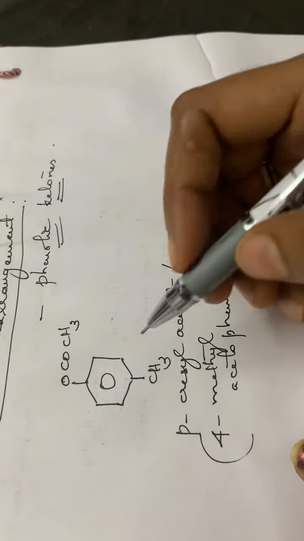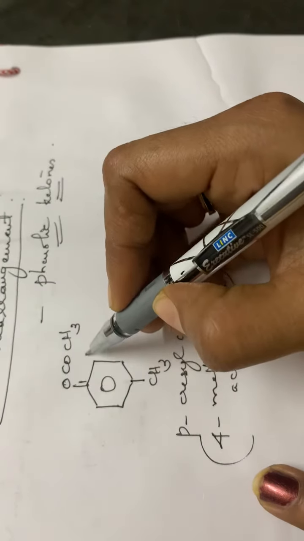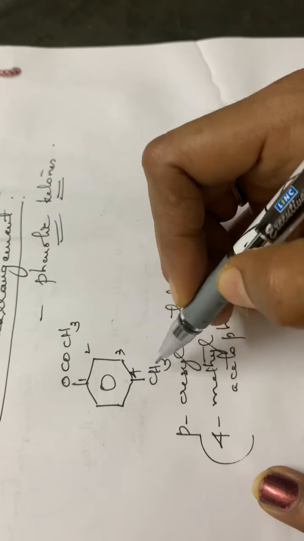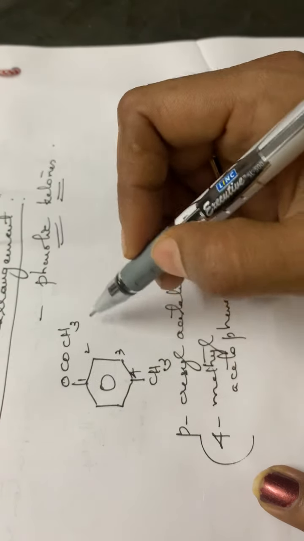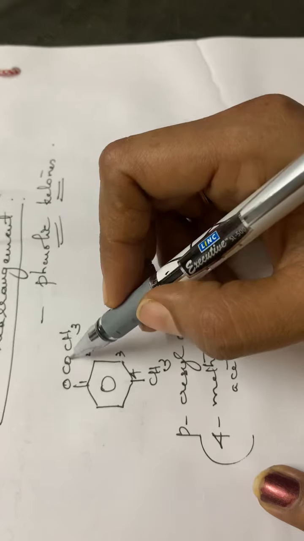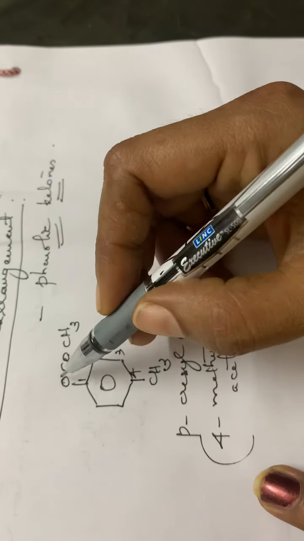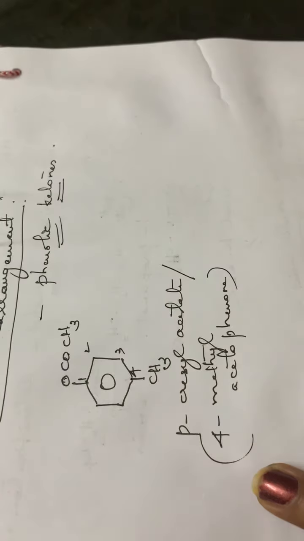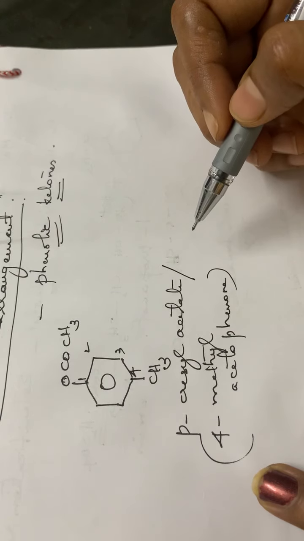4-methyl acetophenone. See, fourth, this is 1, 2, 3, 4. At the fourth position, a methyl group is there. Then this is the aceto group, CH3CO, then phenone, the C6H5CO group. So this is 4-methyl acetophenone.